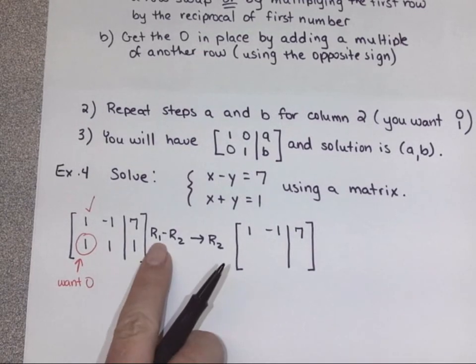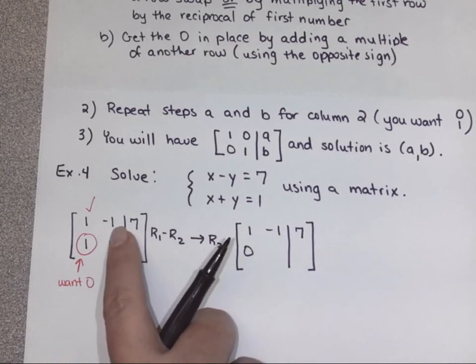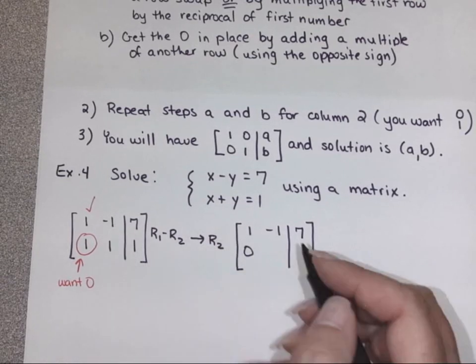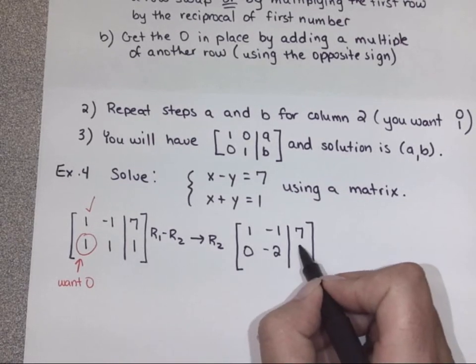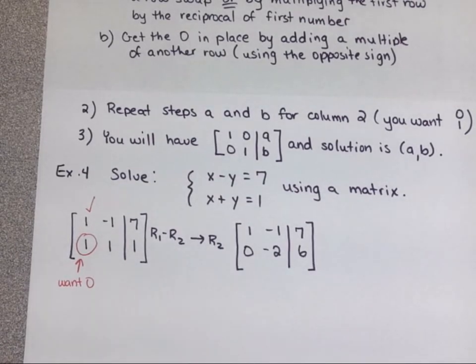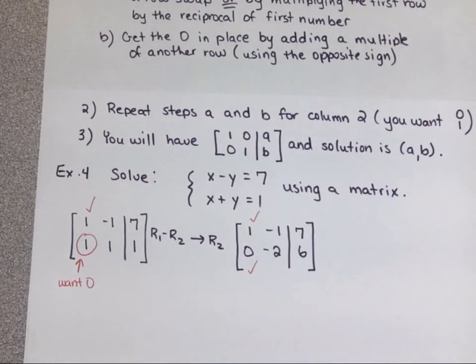And then this is a relatively easy one to do, right? 1 minus 1 is 0. Be careful about your signs. Negative 1 minus 1 would be negative 2. And then 7 minus 1 would be 6. Okay? So notice column 1 is good, right? Column 1 is exactly what I want it to be.